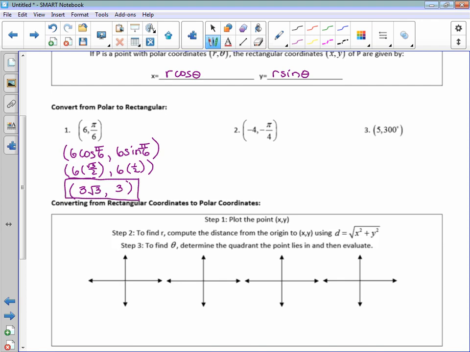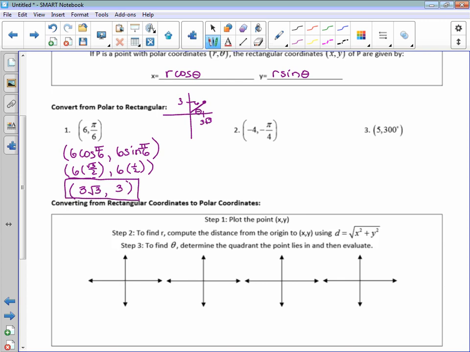All right, so we end up with the point 3 root 3 comma 3. What this means is, if you plotted 3 root 3 and 3, the angle you just traveled through is pi over 6, and the length of your radius there is 6. They're the same thing. One is plotted on rectangular, one is plotted on polar. Does that make sense? That is what you're doing.